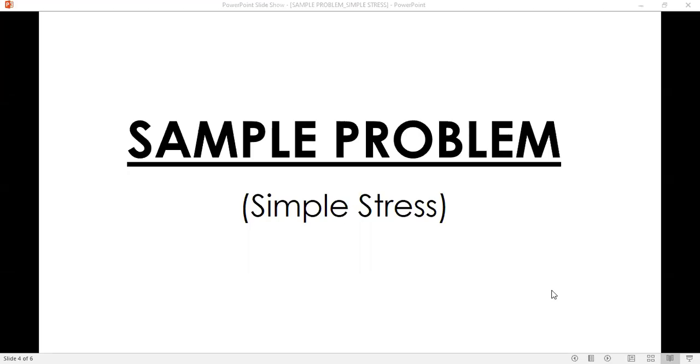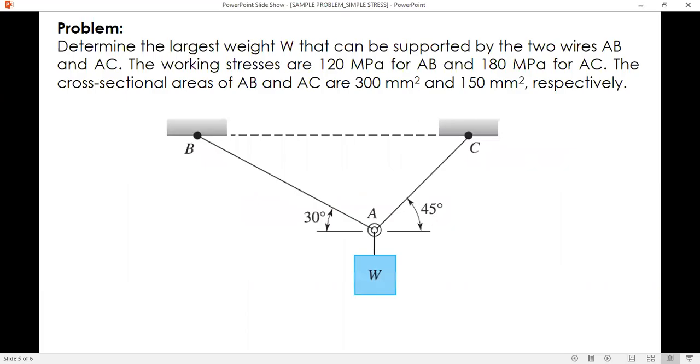For this video, I'm going to solve another problem about simple stress, particularly on normal stress. Here's the problem. Determine the largest weight, W, that can be supported by the two wires EB and EC. The working stresses are 120 megapascal for EB and 180 megapascal for EC. The cross-sectional areas of EB and EC are 300 millimeter square and 150 millimeter square respectively.